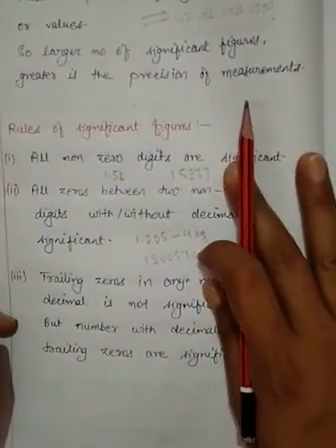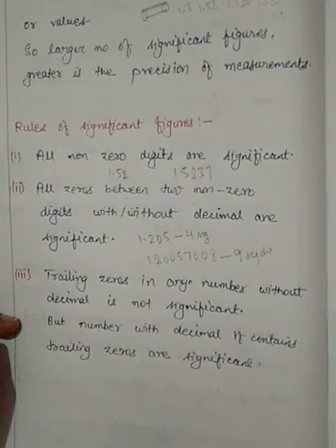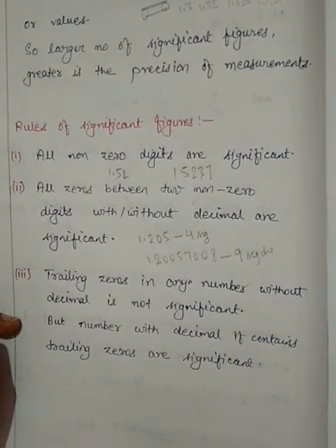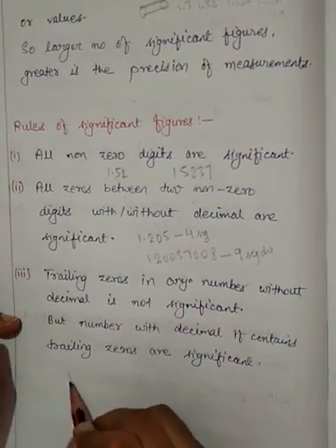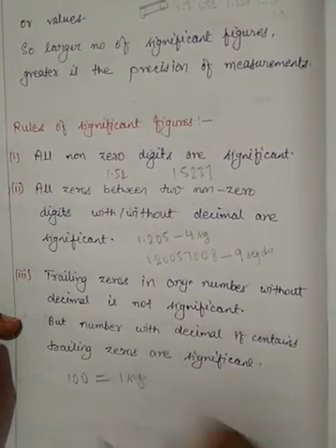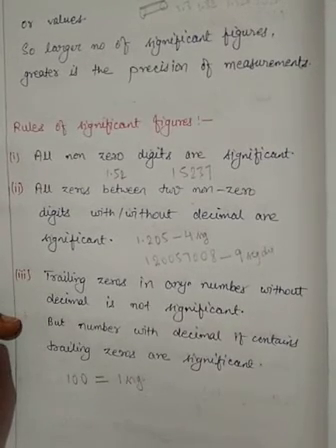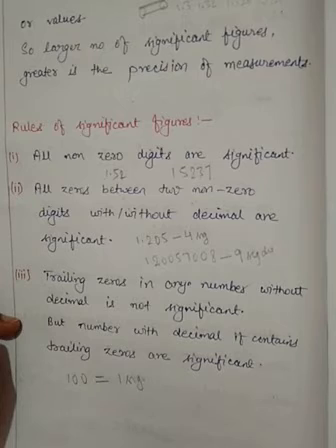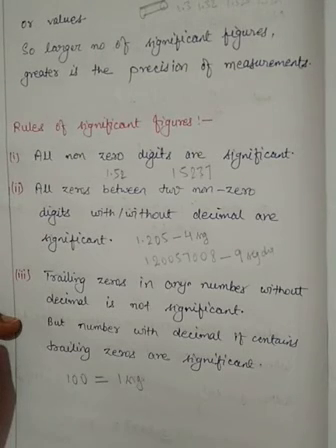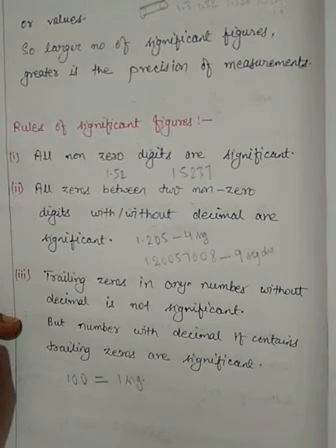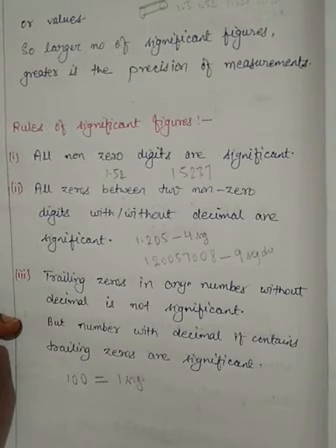The only last thing which is left over, in the summarized way, is trailing zeros. It has 2 types. If the trailing zeros are in any number without decimal, then such zeros are not significant, like 100. When you write 100, it has only one significant digit. These zeros are not counted. But a number with a decimal, if it contains trailing zeros, then they are significant. Again I am telling you, if the zeros are trailing after the decimal, then they will be counted.